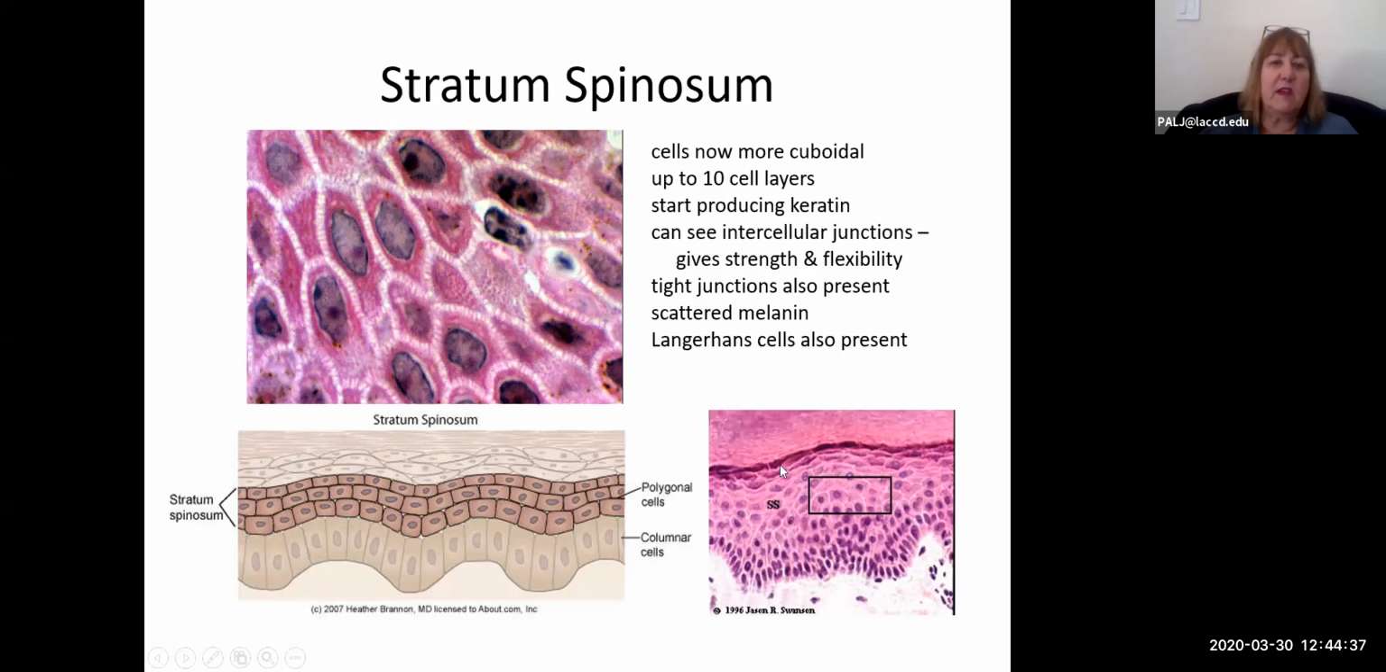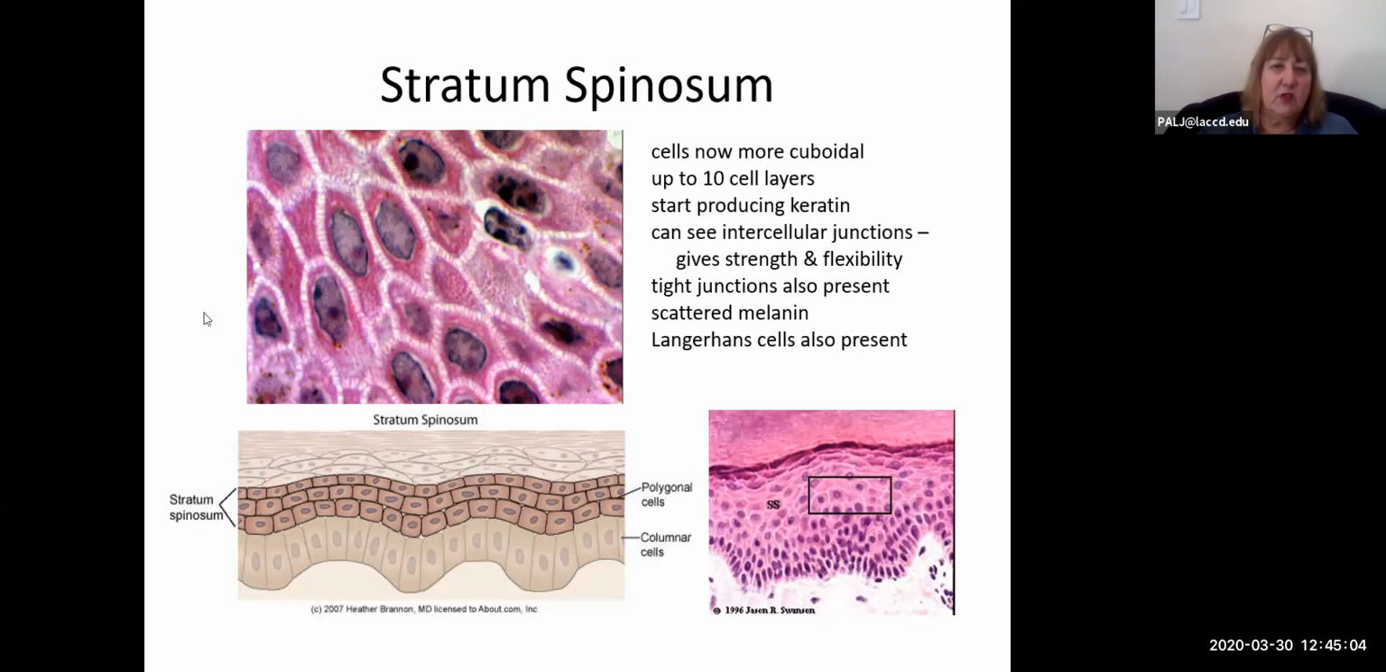That uppermost picture is basically just a zoom-in where the little black box is on the bottom right picture. What you're seeing, these little spiny connections between the cells, is the zipper part of the desmosome, the anchoring junction. That's what's holding these cells next to each other so they cannot pull apart.